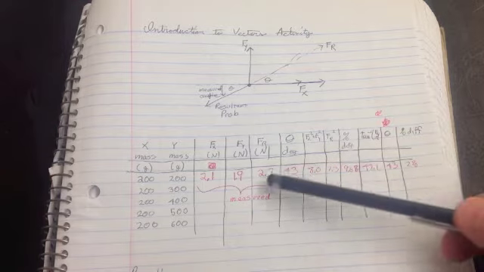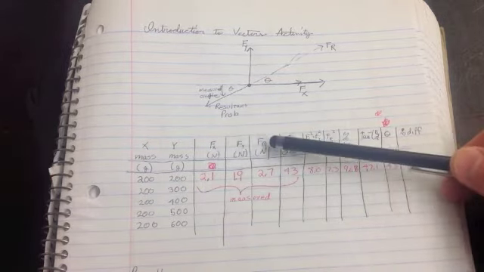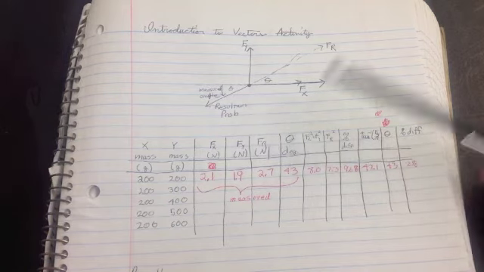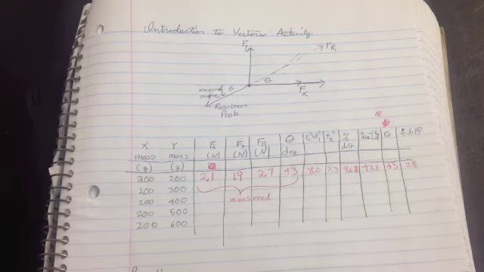Then these are my pretend measurements. I've measured my force in the X, force in the Y, and my resultant force and the angle. Those things are what I measure in the lab, and I put them in the table, and of course you would have data all the way down.